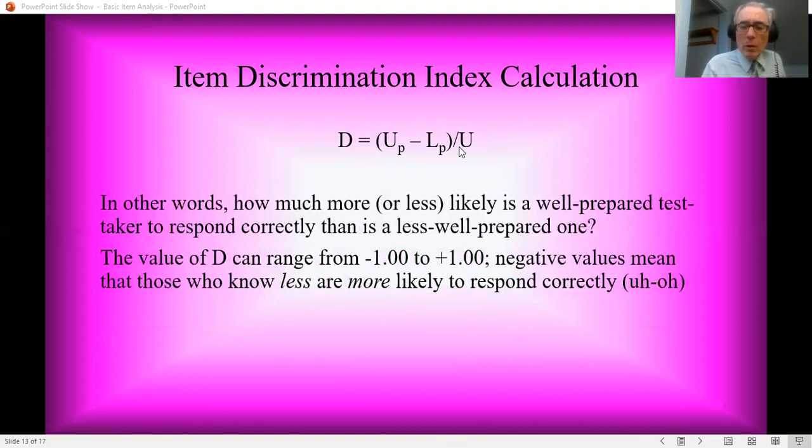This one has somewhat different properties in that you can get negative results. So if, for example, no one who did well on the test gets it right, but everyone who did badly on the test gets it right, that would be a value of -1. That would be like the exact opposite of what you want the test item to do. In general, negative values are bad news for the obvious reason that it means that the better you prepared, the worse you do on that test item.